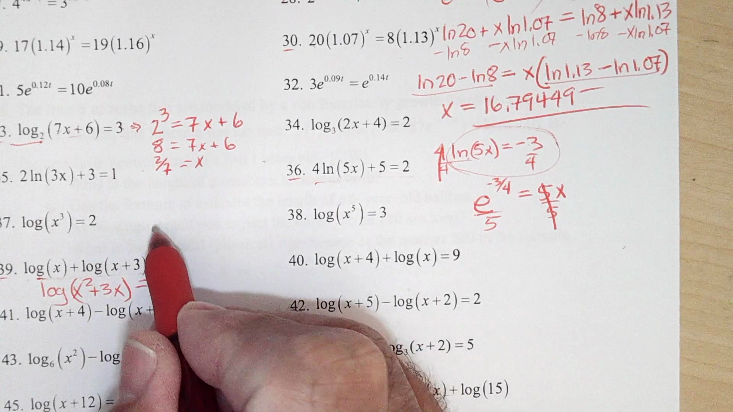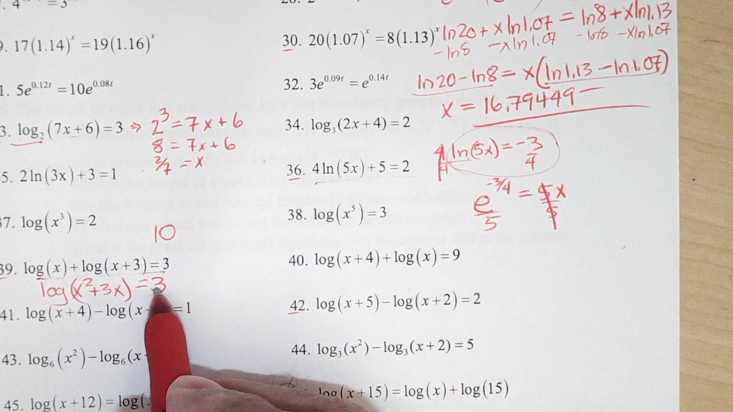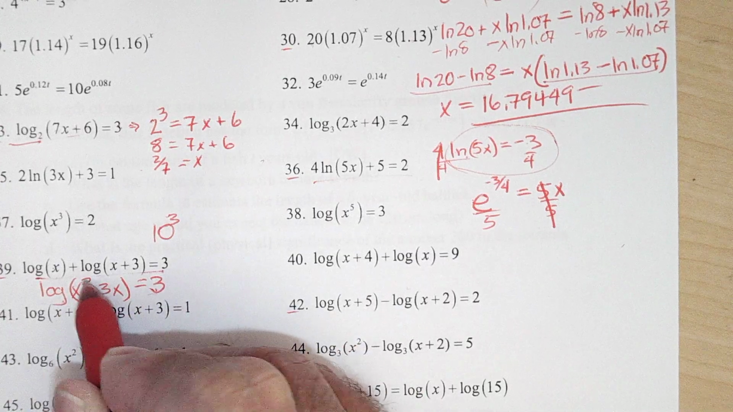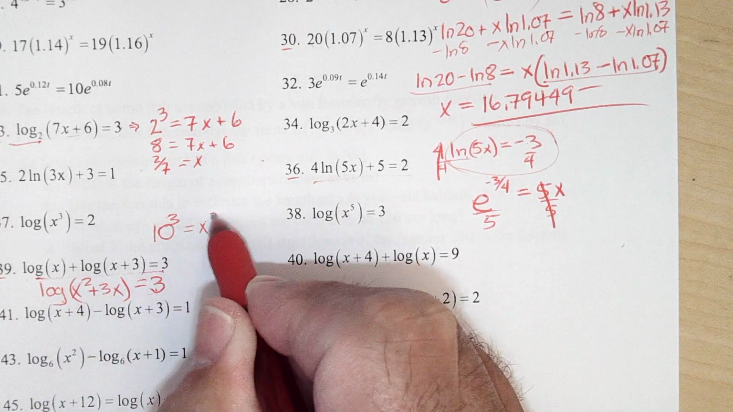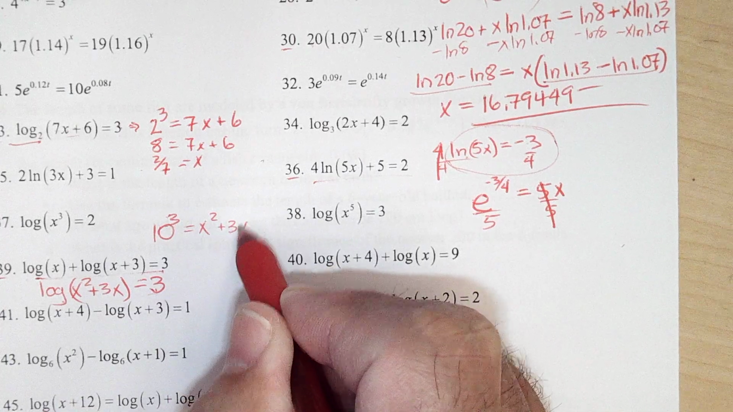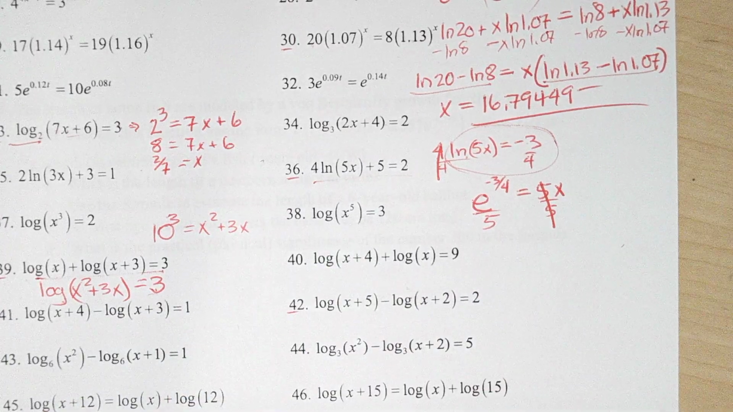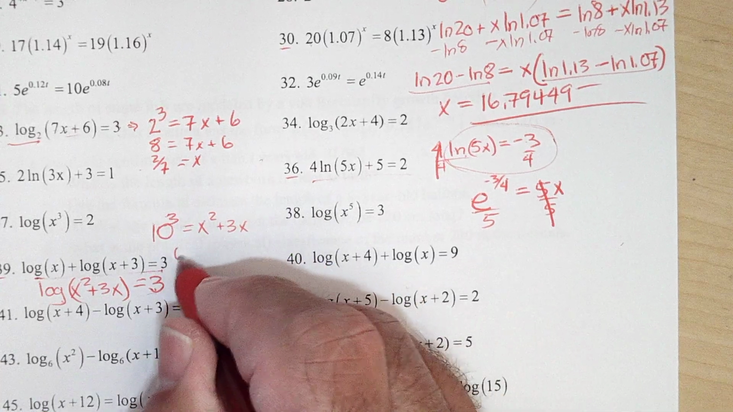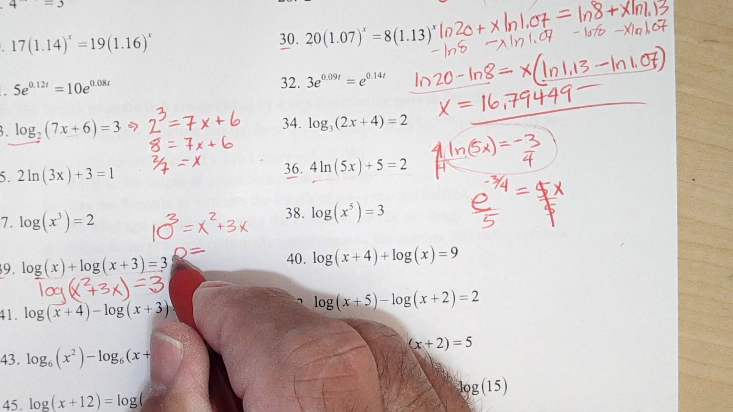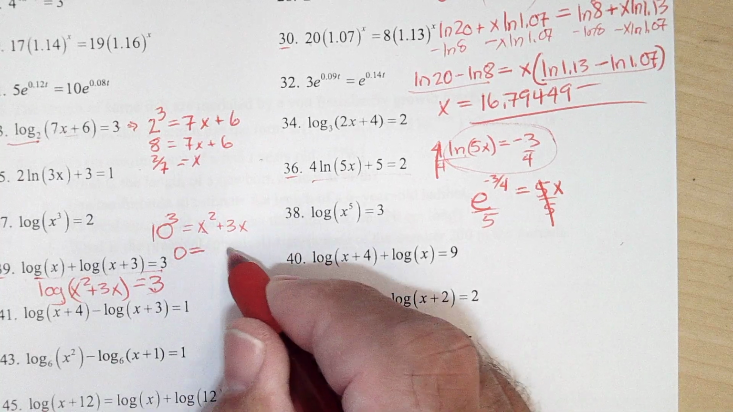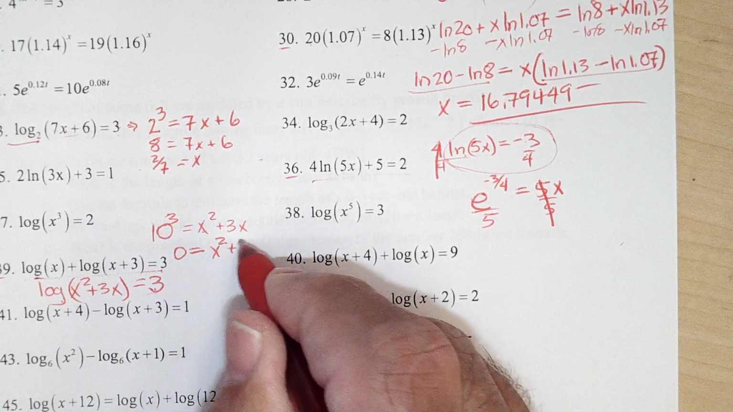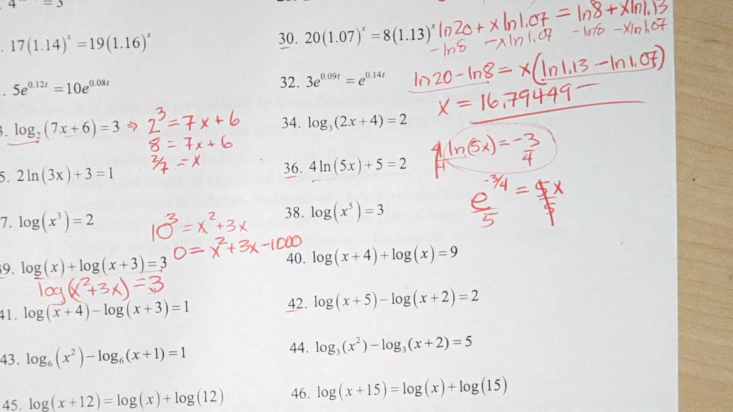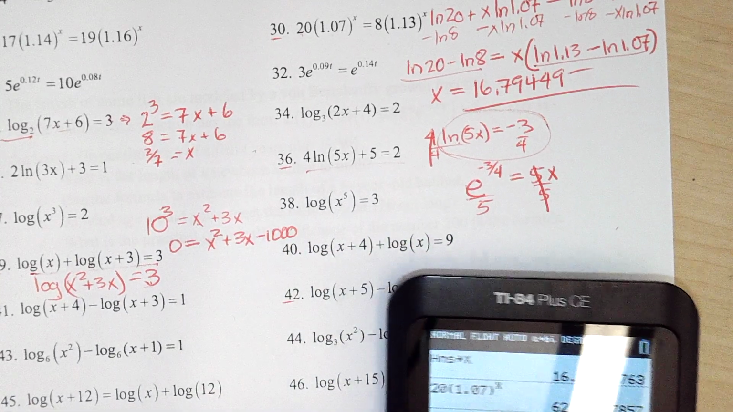10's the base, to the third, base power equals x squared plus 3x. Oh, this is 1,000, so I subtract 1,000 from both sides and I get 0. I'm making it equal to 0 because it's quadratic. X squared plus 3x minus 1,000. That might factor, it may not.